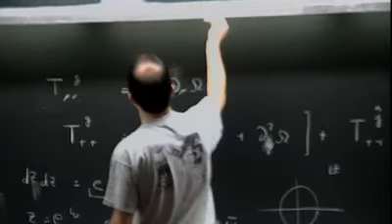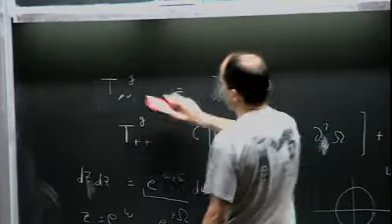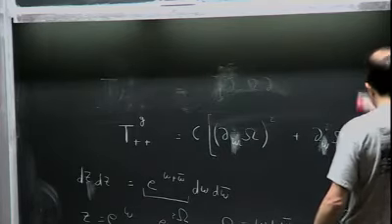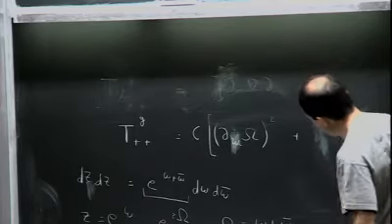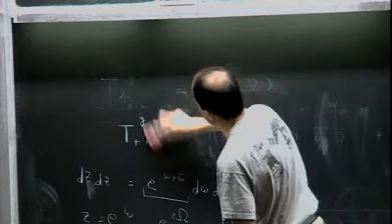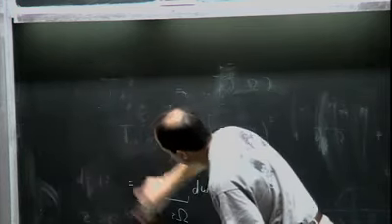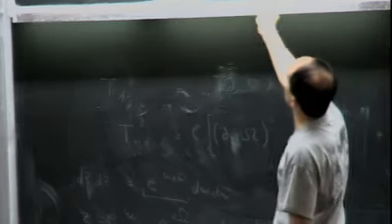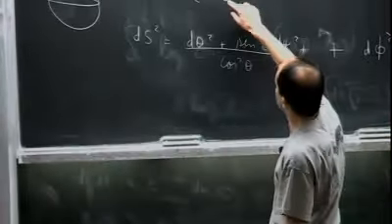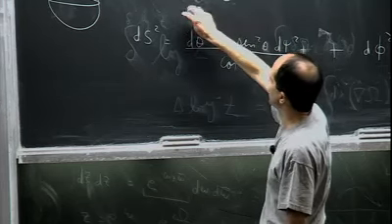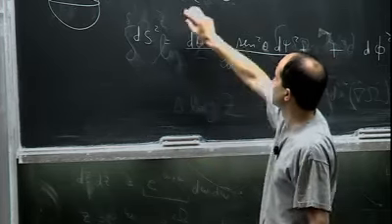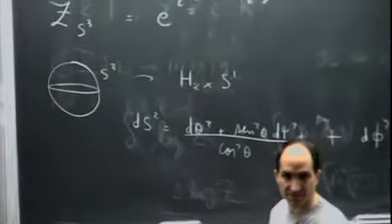So these 2 things. Now H2 times S1 can be interpreted as a thermal theory. So the thermal theory on H2. You can think of S1 as Euclidean time, and so this is a theory at finite temperature, at temperature 2 pi, at beta equal to 2 pi, on H2.